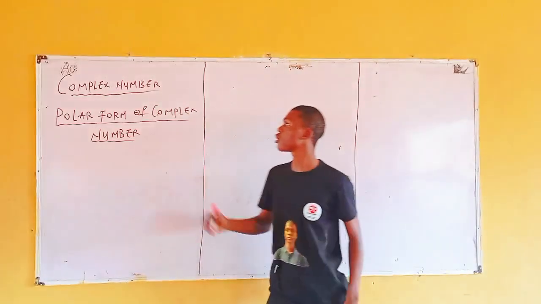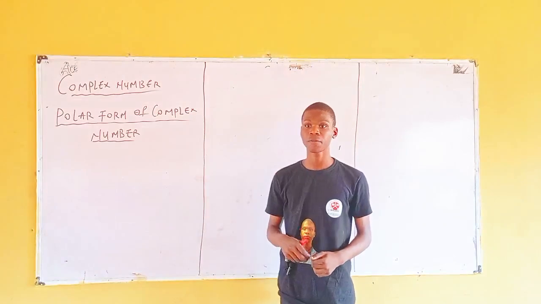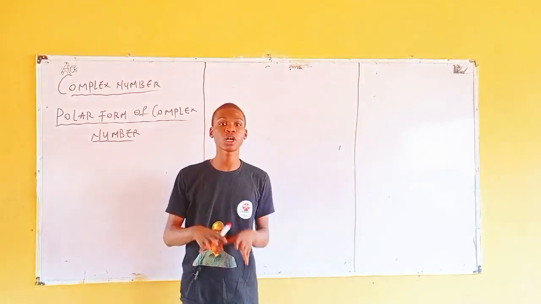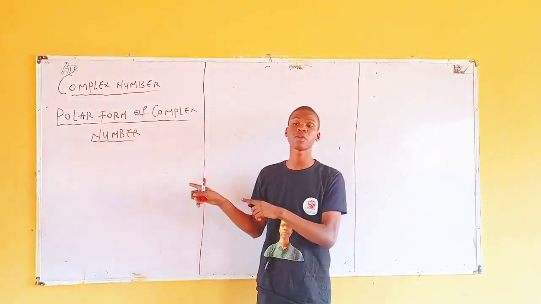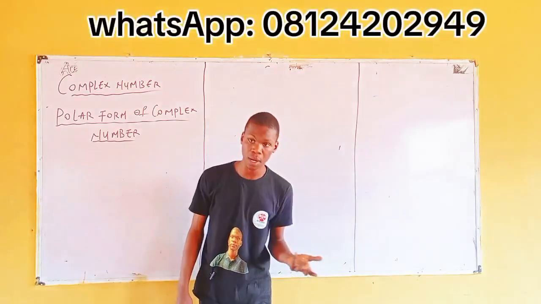We want to look at what we call the polar form of complex number. The idea is very simple, right? First thing first, we are relating what you've learned to this polar form of complex number. And so far, we've only learned the rectangular form of a complex number, right?